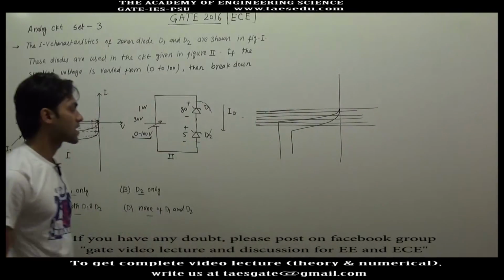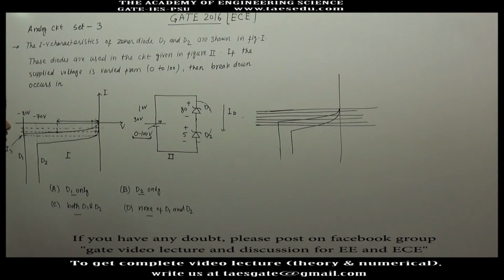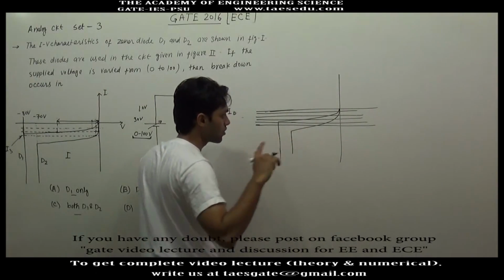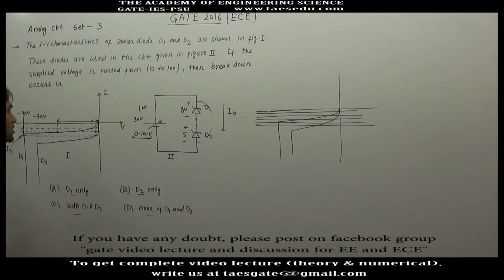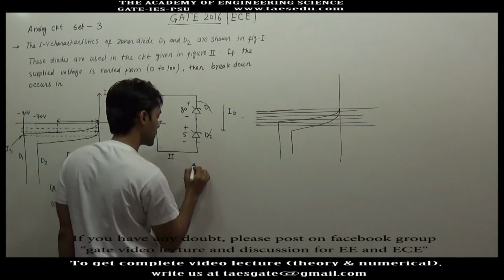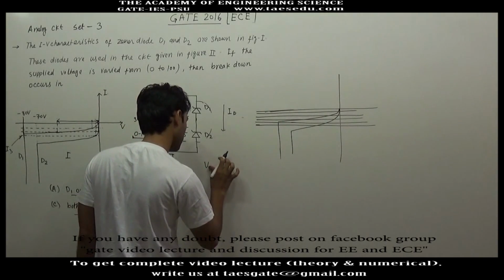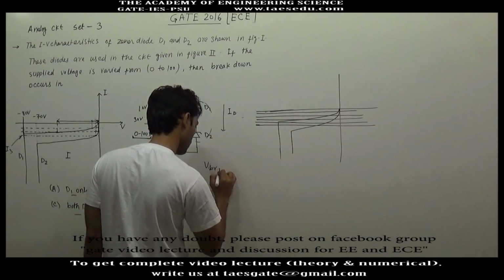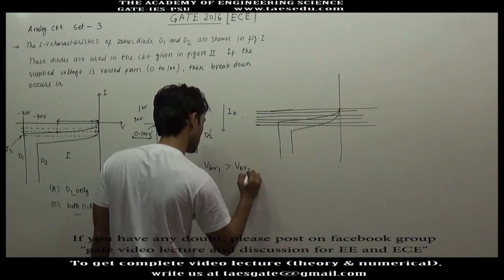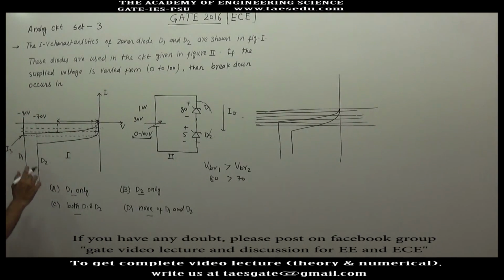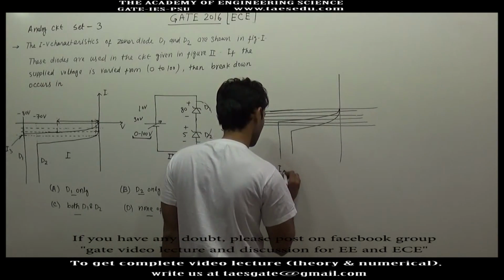Since the two diodes are connected in series, the reverse bias current through both the diodes will be the same. So the diode which has the lower value of breakdown current will break down first. The breakdown voltage of diode D1 is greater than the breakdown voltage of diode D2. This is 80 volt and this is 70 volt. But the current has to be the same, and the breakdown current of diode D1 is less than the breakdown current of diode D2.